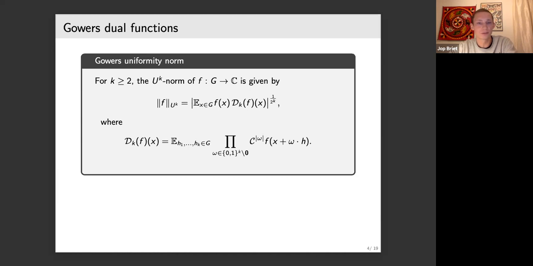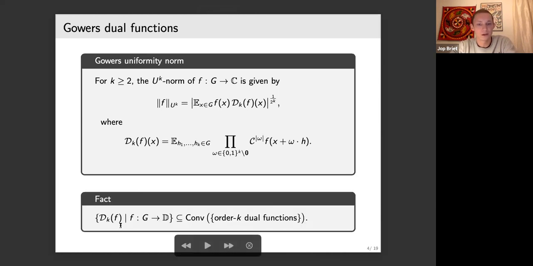There's a relationship between them, which is that the Gowers dual functions lie in the convex hull of order k dual functions for some pattern of length k. Not necessarily, to the best of my knowledge, k-term arithmetic progression dual functions, but dual functions based on some other pattern. I think that pattern may actually depend on the group G here. Anyway, there is a relation between these types of dual functions, and it's the order k dual functions for some patterns that I'll be most interested in this talk.